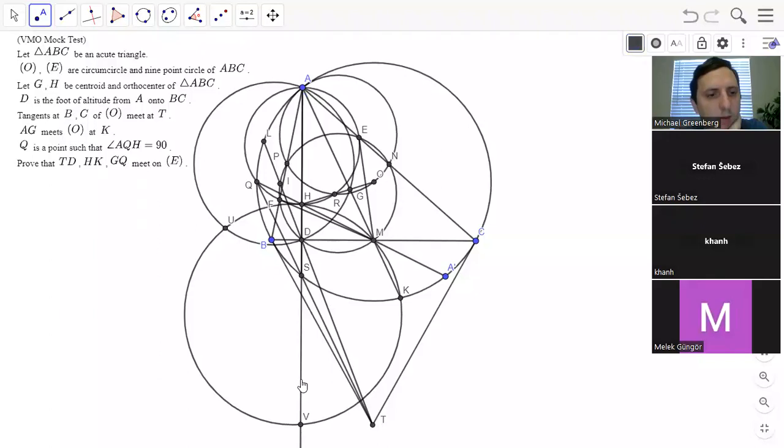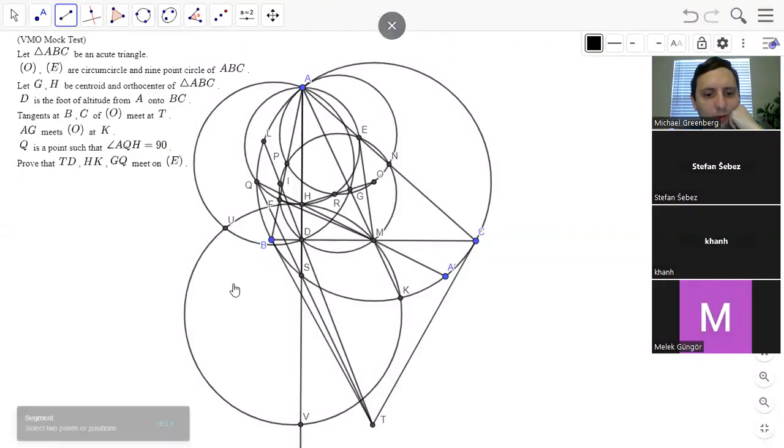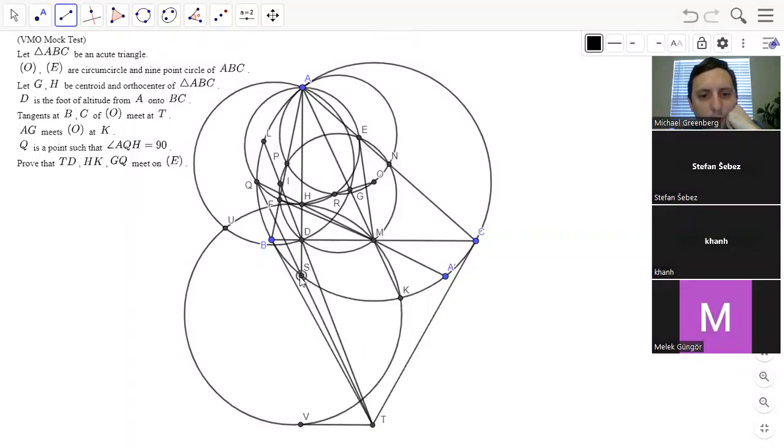Then VT should be parallel to BC. Interesting. So you haven't proven that VT is parallel, but that would be one of the consequences, right? No, I don't know why it is parallel for now, but it doesn't look hard to prove.